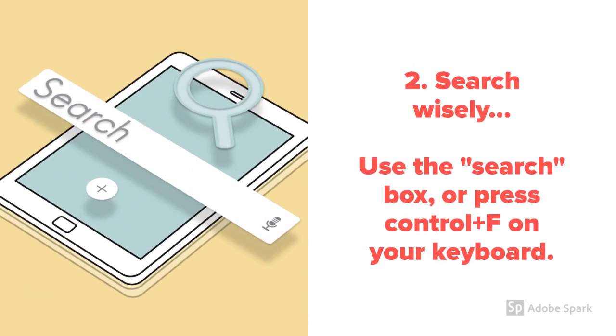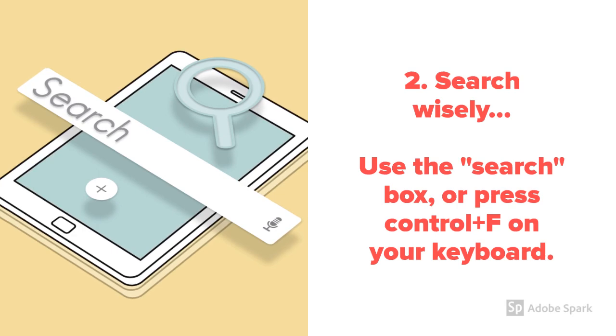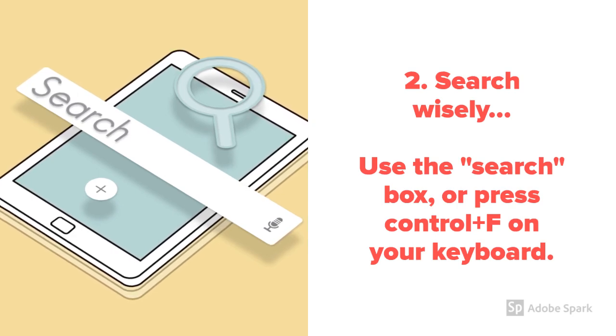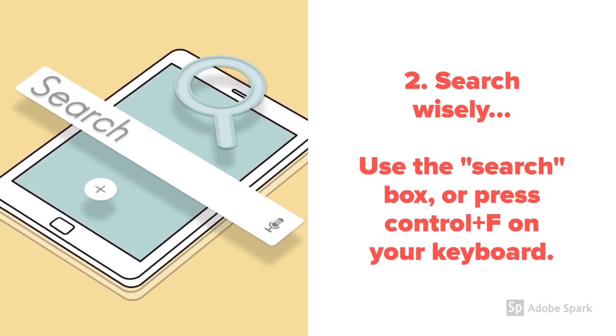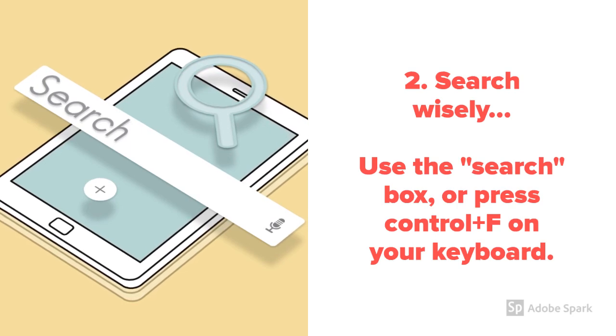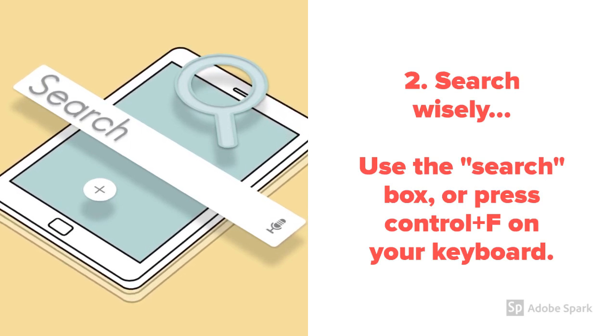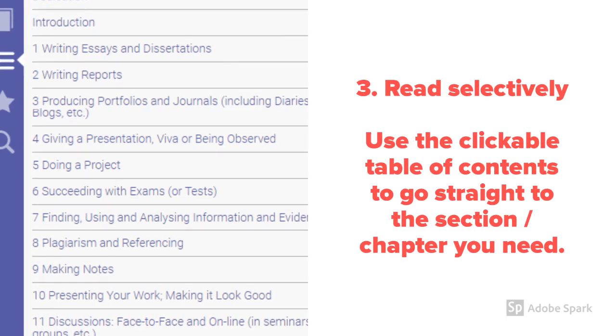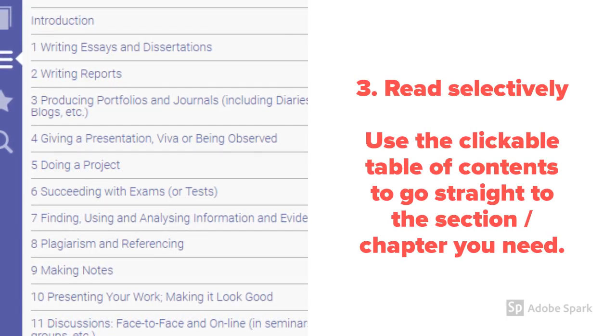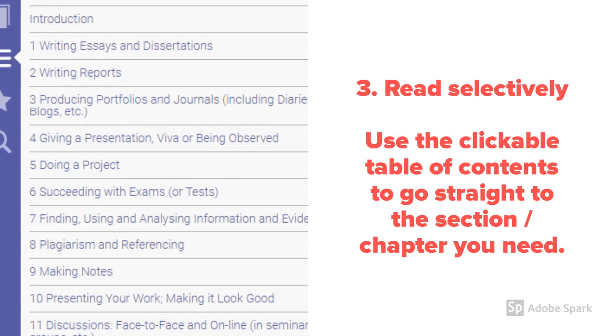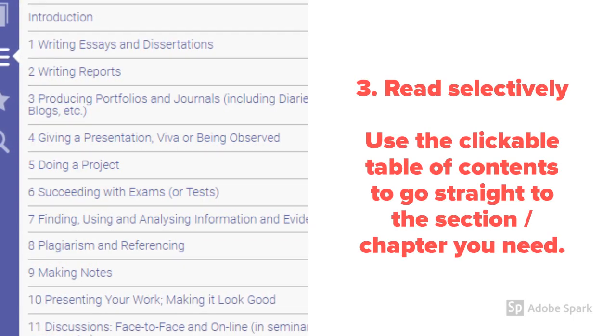Use the search button built into the ebook, or press Ctrl and F on your keyboard to search for key words and phrases. Most ebooks will highlight where these words and phrases appear throughout the book. Remember, you don't have to read the entire book. Use the table of contents to go directly to the section or chapter that is most relevant to your research.